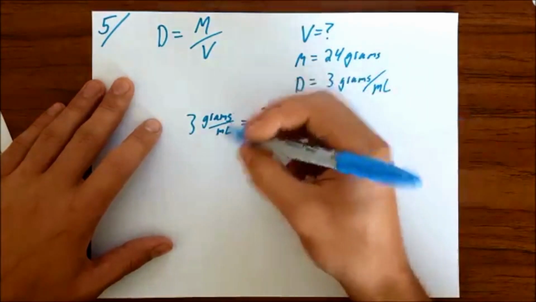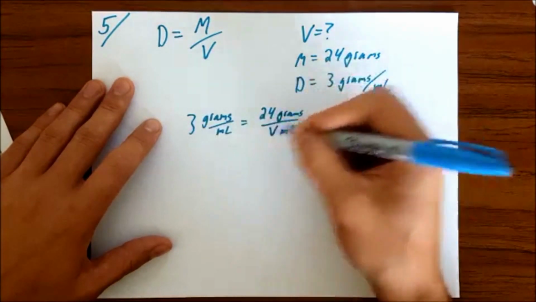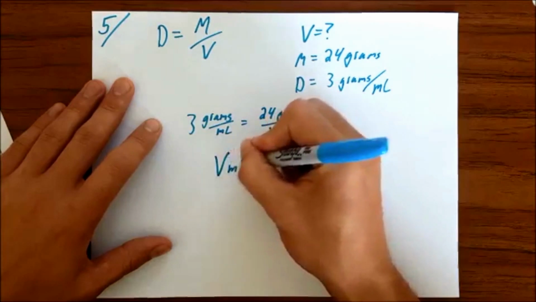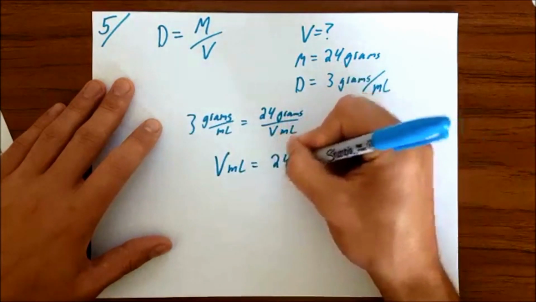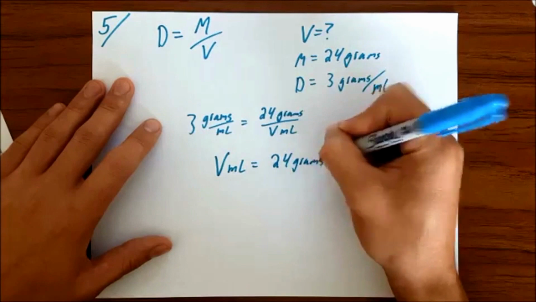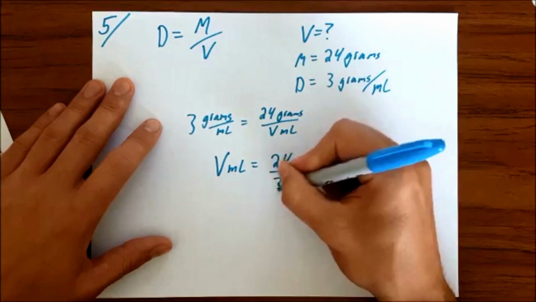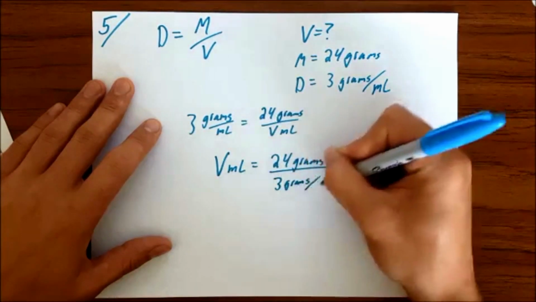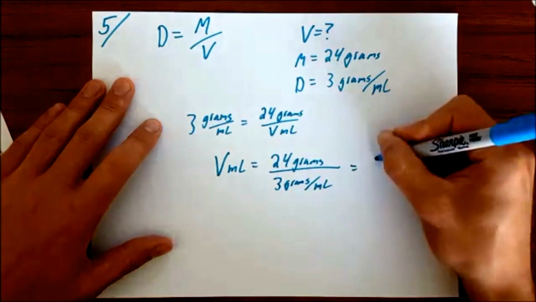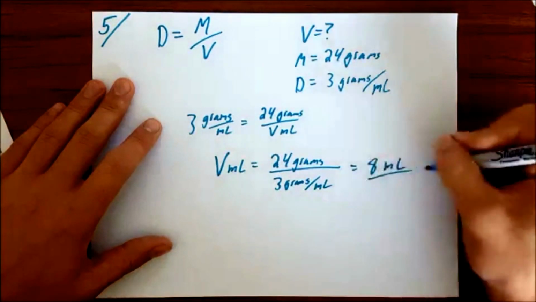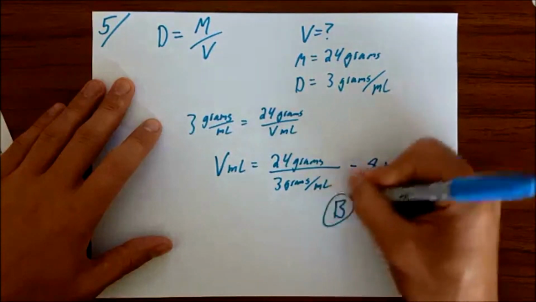So now you're going to multiply both sides by V and divide both sides by 3 grams per milliliter. V milliliters is going to be 24 grams divided by 3 grams per milliliter. That's going to be 8 milliliters. And so that's what the answer is, which is B. Okay. Let's do number 6.